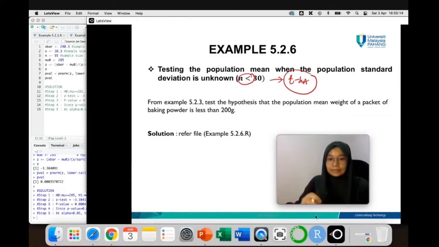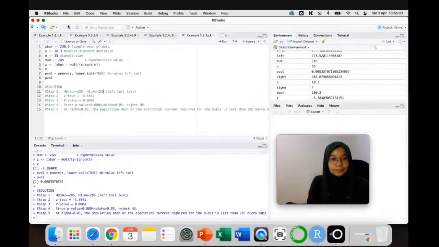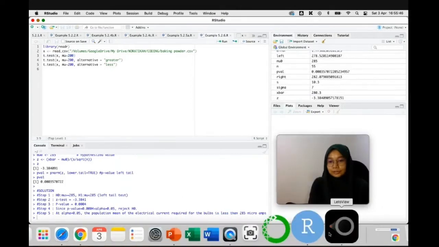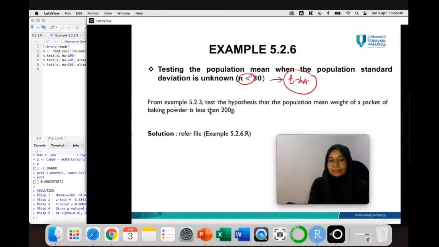Okay. Less than, tengok kat sini, test the hypothesis that the population mean weight is less than. Okay, less than 5.2.6. Okay, ni saya masih lagi baca data baking powder tadi. Okay, the first one ni, t-test X adalah data kita, mu naught adalah 200. Kenapa 200? Sebab tadi population mean ni. Test the hypothesis that the population mean weight of a packet of baking powder is less than 200. Means that our mu naught is 200. So you put here 200.